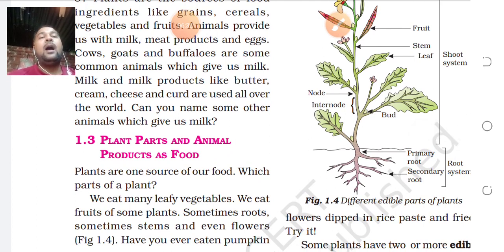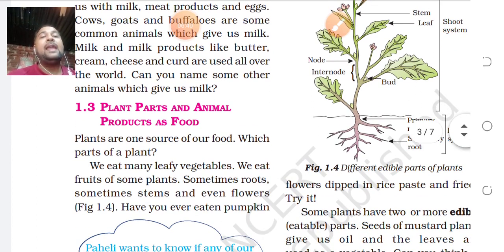Now, plant parts and animal products as food, right? So plants are one source of our food. Which parts of a plant? We eat many leafy vegetables, spinach. We eat fruit of some plants, sometimes roots, sometimes stems, and even flowers also.